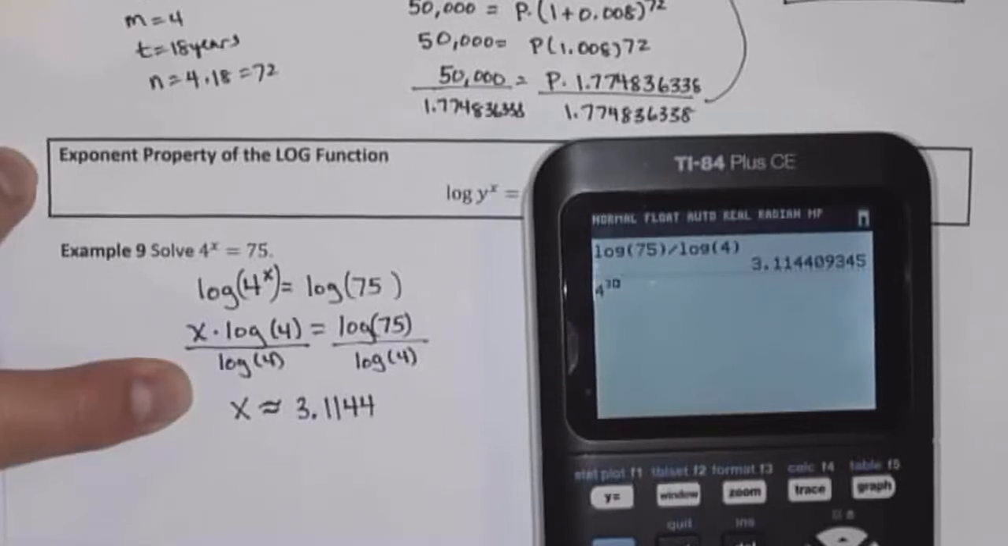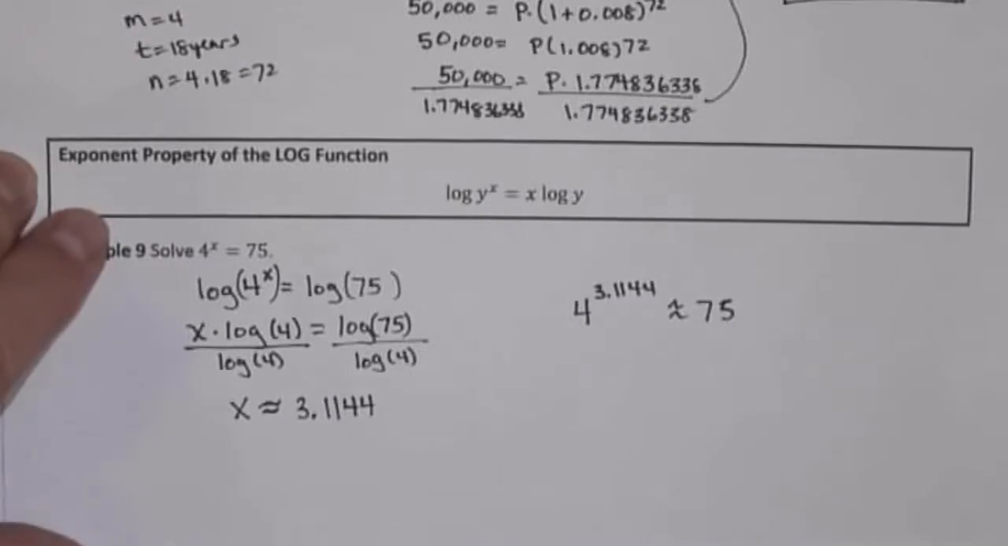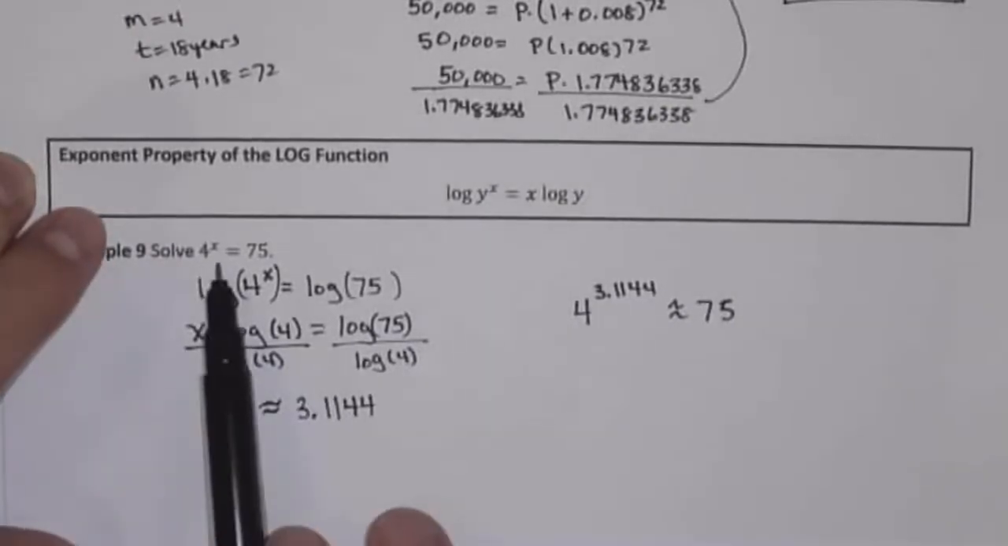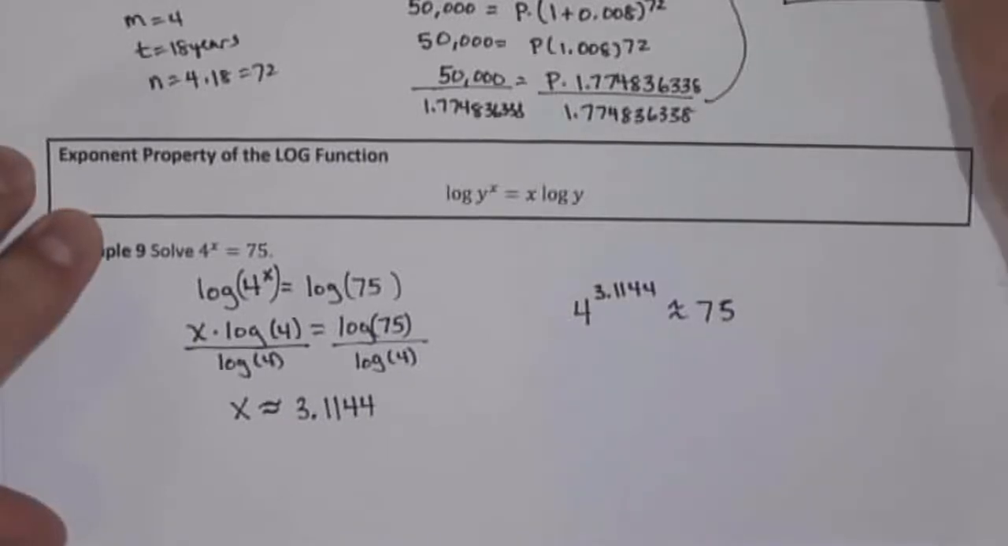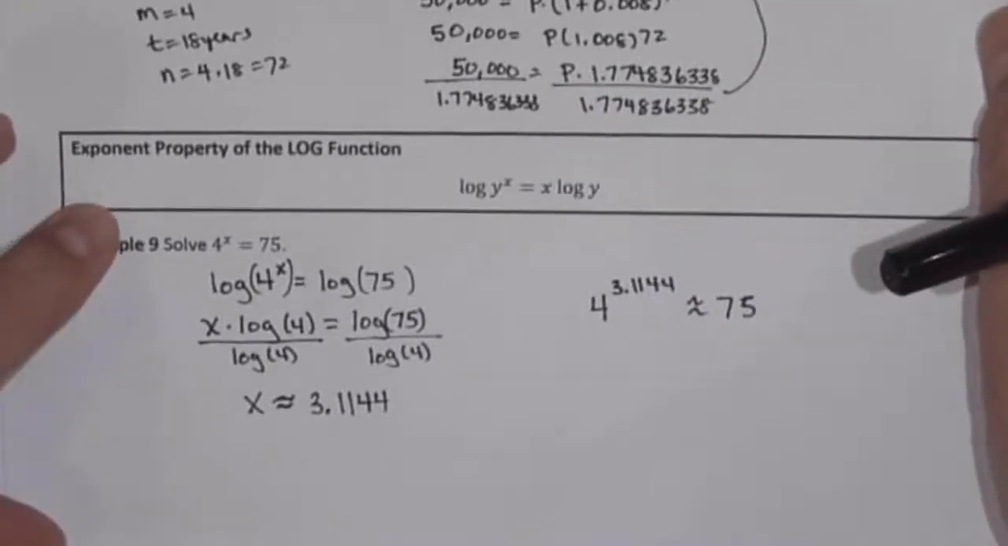4 raised to the 3.1144 is approximately 75. It's 74.999, which is approximately 75. So we can use logarithms to solve equations when we have the variable as an exponent. And we're going to see that we're going to need to do that in the next example.